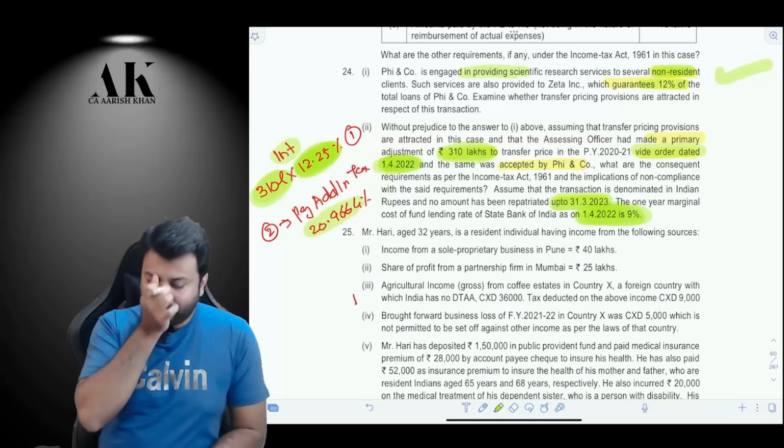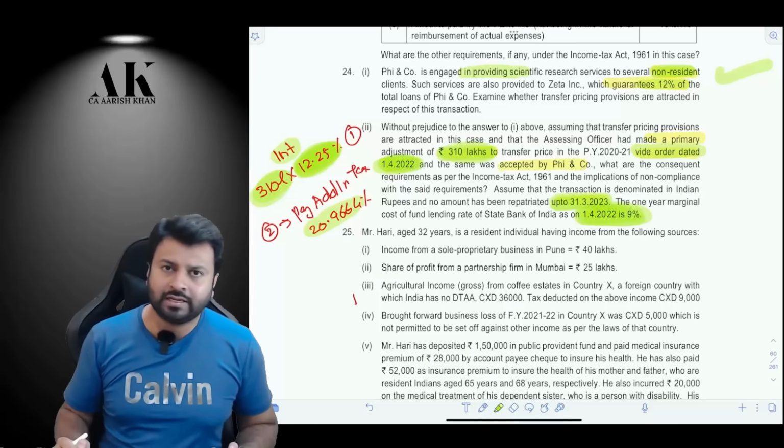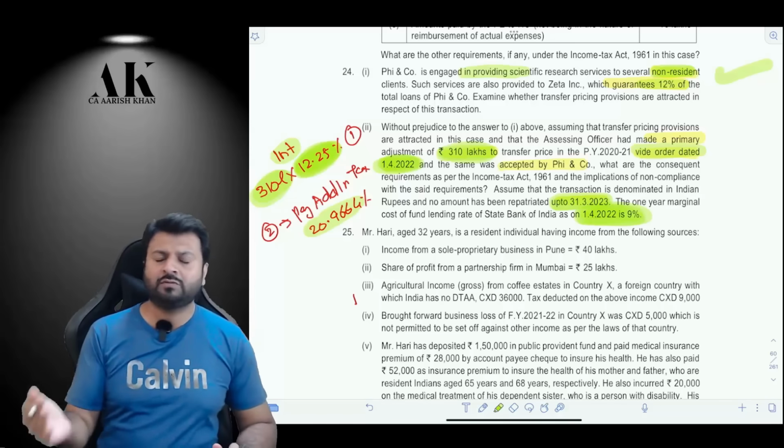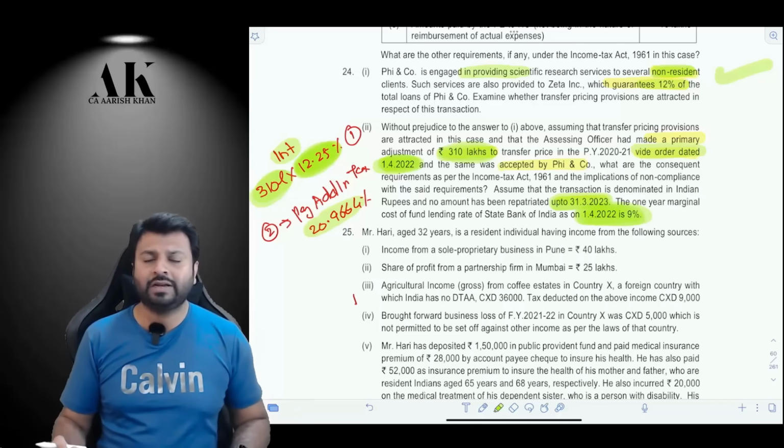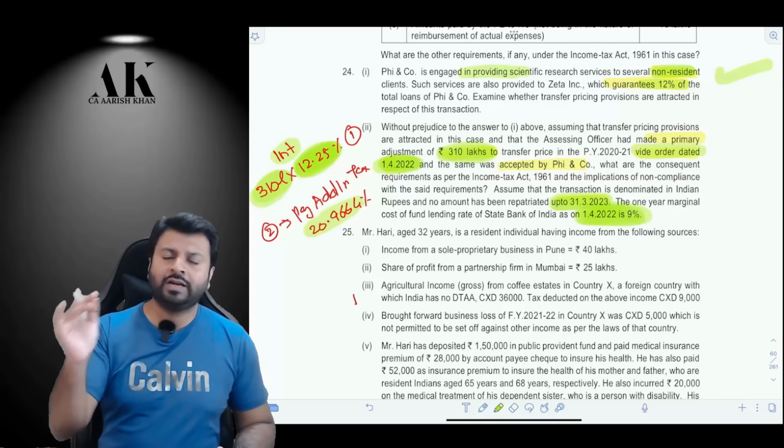The second option which you have is to pay additional tax at the rate of 20.9664%, that is 18% plus 12% surcharge, 4% cess, and you will be relieved from interest. You will be relieved from secondary adjustment from the date of payment of additional tax.